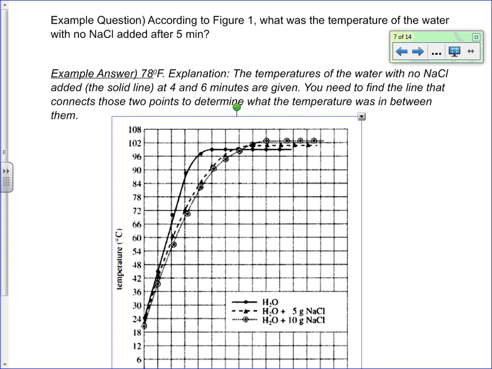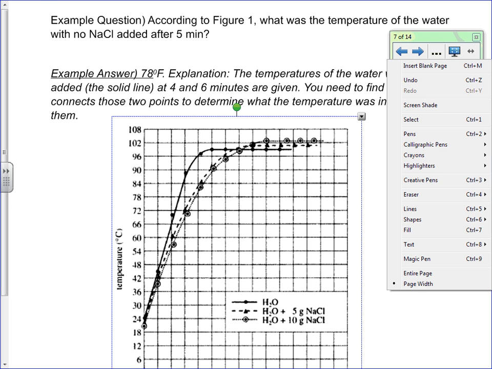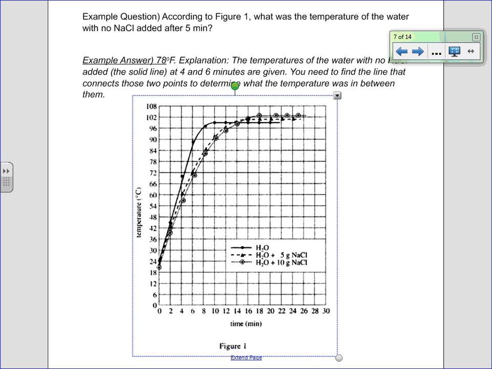According to figure 1, what was the temperature of the water with no NaCl added after 5 minutes? How would you answer this question? Grab between 4 and 6. All right, you go between 4 and 6 minutes, and then you go all the way up to the water with no NaCl. Then which line is that? Yeah, good, the solid one.